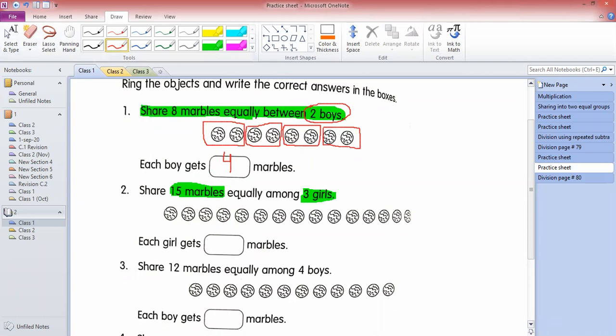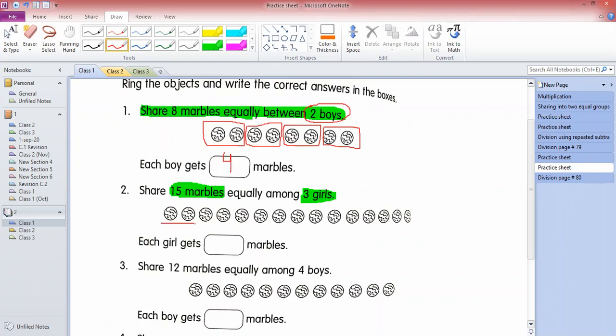Yusuf, help me to make groups. I want to solve it through the grouping method. There are 3 girls and we have a total of 15 marbles. So tell me, I should make a group of how many marbles? 3. Very good. Why 3? 3 girls. Yes, because there are 3 girls. If we give every girl 1 marble, so girl 1, girl 2, and girl 3, we need 3 marbles to give. That's why we will make a group of 3.